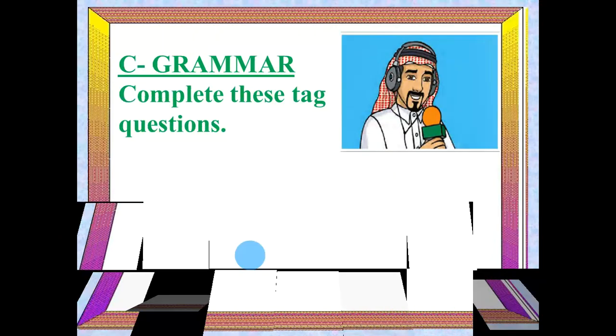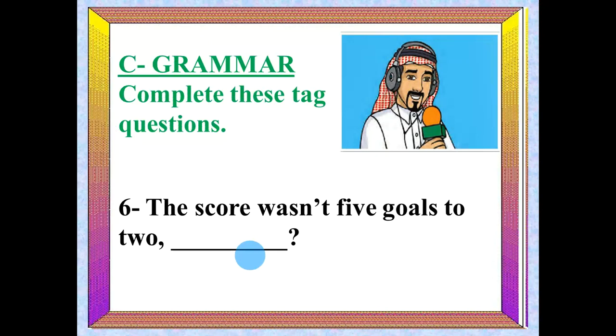Okay, here we have the last question. The score wasn't 5 goals to 2. Okay, here we have the auxiliary wasn't in a negative sentence, so we change it into an affirmative question. So wasn't here becomes was, followed by the subject it. Okay, so the answer is, yes, great, was it?